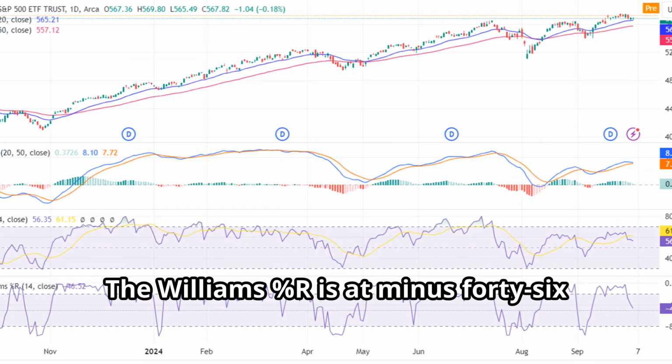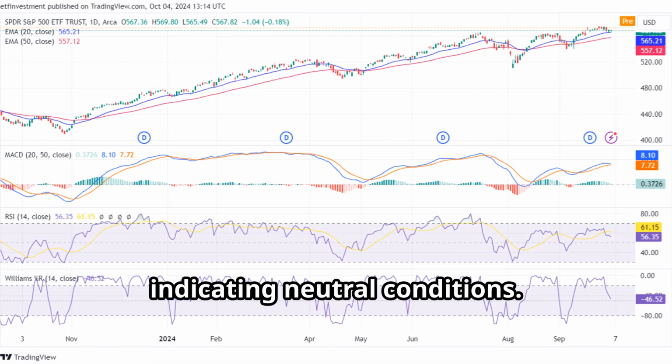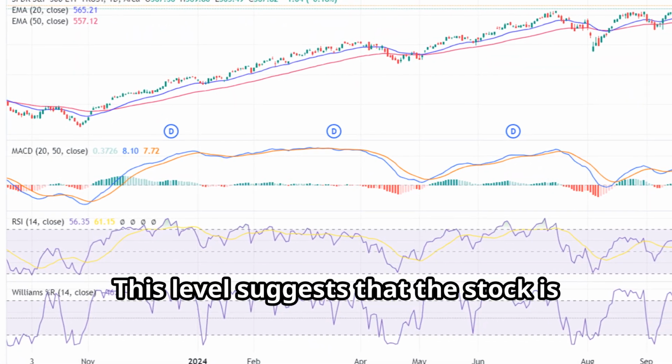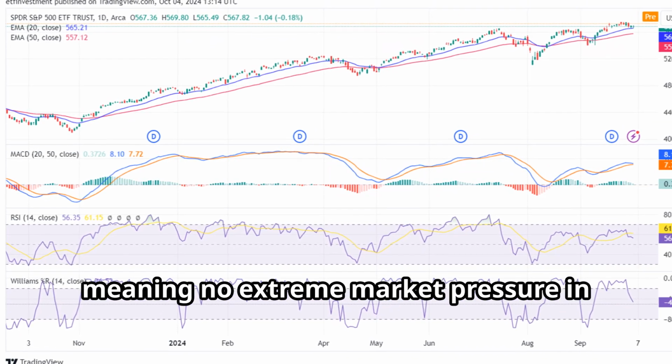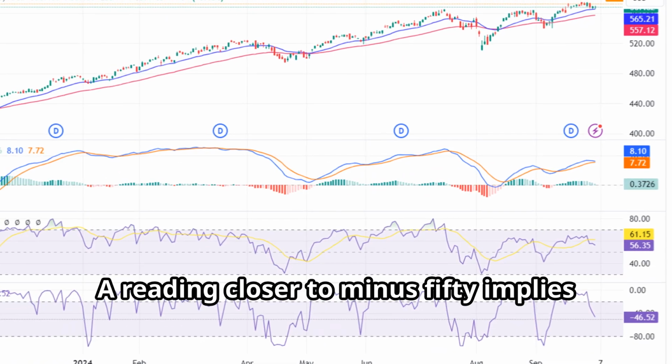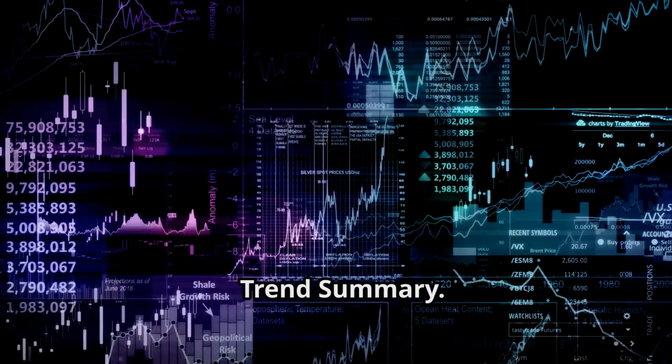Williams %R. The Williams %R is at -46.52, indicating neutral conditions. This level suggests that the stock is neither overbought nor oversold, meaning no extreme market pressure in either direction. A reading closer to -50 implies balanced buying and selling pressure.